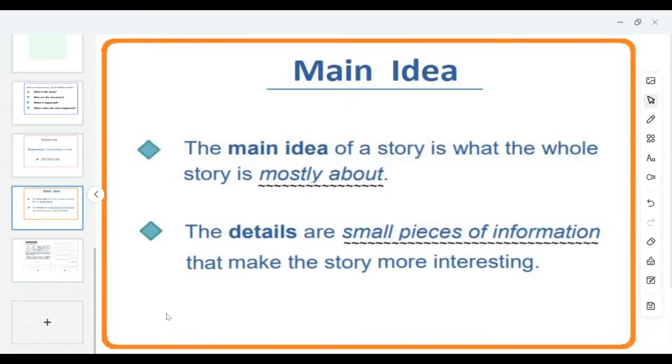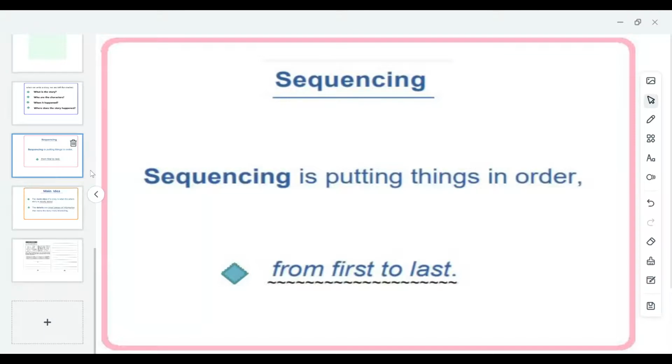After this, we also learned sequencing. Sequencing is putting things in order from first to last. You put them in a queue by the date, by the hour, by the year, or by the place. You put them into the order.